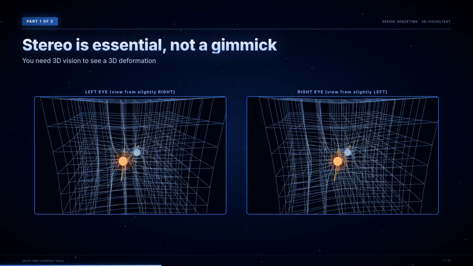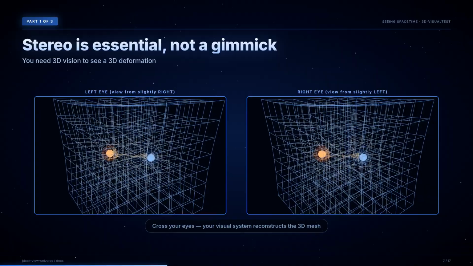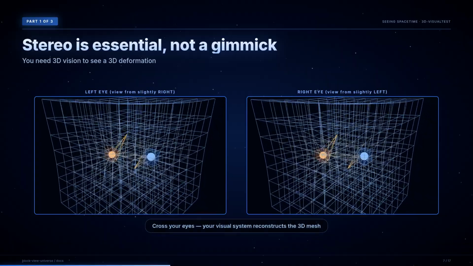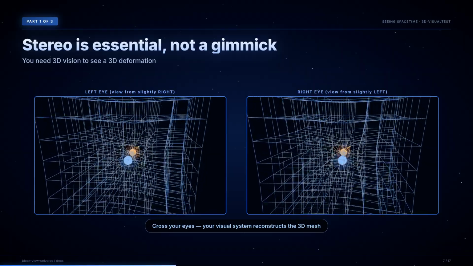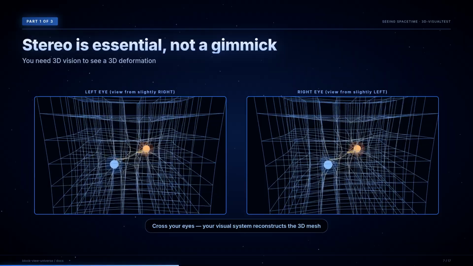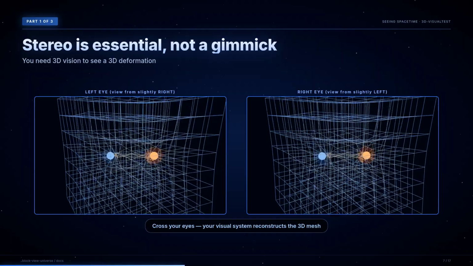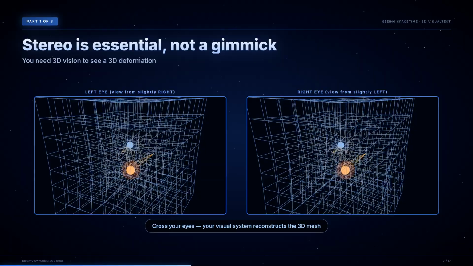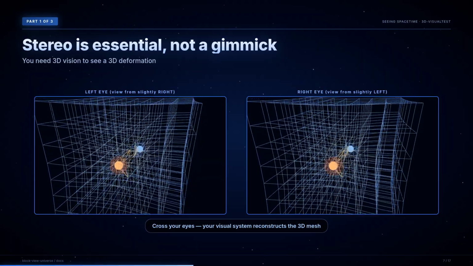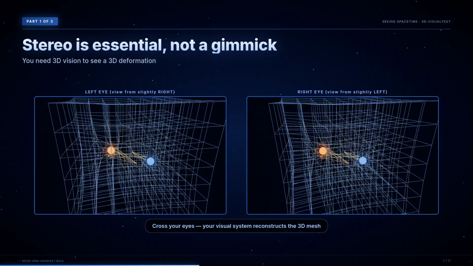Cross-eye stereo is not a gimmick here. It is essential. The whole point is to perceive a 3-dimensional deformation of a 3-dimensional structure. On a flat screen, the deformation collapses into a projection that your eye reads as a tilted plane, not as curvature. With proper stereo, your visual system reconstructs the actual 3D shape, and the curvature becomes obvious. We render the scene twice, once for each eye with a small horizontal offset. Cross your eyes so the 2 images merge in the middle, and the scene pops into depth.